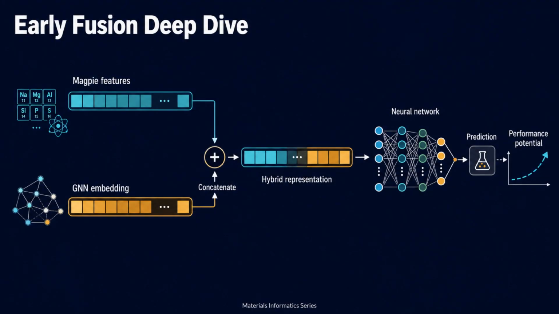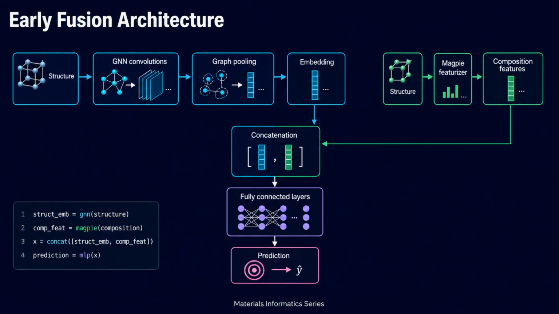Let's dive into early fusion, the simplest hybrid method that directly concatenates composition features and GNN embeddings. In early fusion, we concatenate MagPie's composition features with the GNN's embeddings, creating a combined hybrid feature vector. This combined vector passes through fully connected layers for prediction. The implementation is straightforward. The GNN computes graph-level embeddings through convolution and pooling, then we simply concatenate with pre-computed composition features before the final prediction layers.